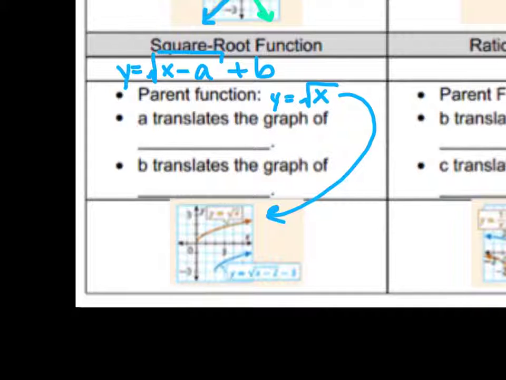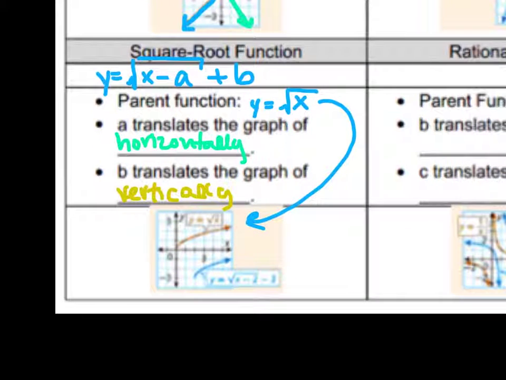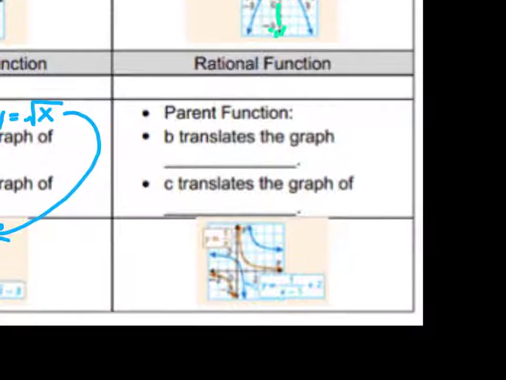A translates the graph horizontally, and the b translates the graph vertically. So it moves the graph up, or it moves the graph down, and I spelled vertically with 3 L's and not just 2. If you look at this, we have a function right here that says y is equal to the square root of x minus 2, minus 3. Hard to see, I know, but it moved our original function over to the right 2, and then down 3. So there's our moving of 2, and there's our moving of 3. That's kind of cool. We played around with that, and we didn't really get into the graphing aspect, but we at least played around with the square roots.